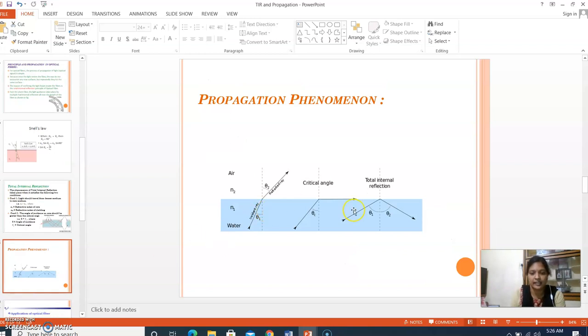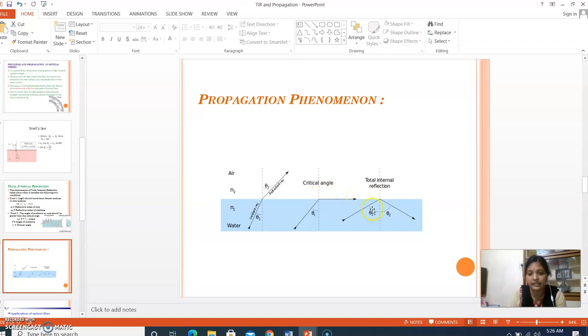Now we have seen these different definitions of how the light will get propagated. The first one is the angle of refraction, critical angle, and total internal reflection. Let us say n1 is the denser medium and n2 is the rarer medium. Theta 1 is the angle of incidence, theta 2 is the angle of refraction. When a light ray goes from the denser medium to the rarer medium and gets refracted, that is called the angle of refraction. Now, if the light ray goes from the denser medium to the rarer medium and the refracted angle becomes 90 degrees, then it is called the critical angle.